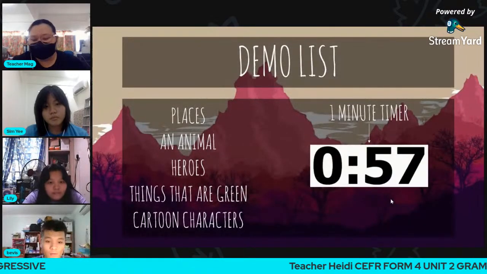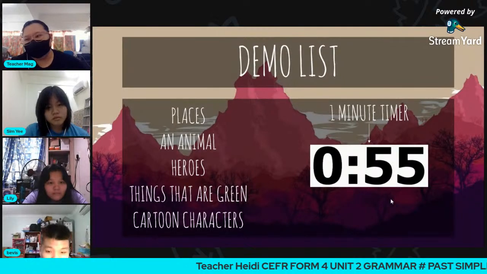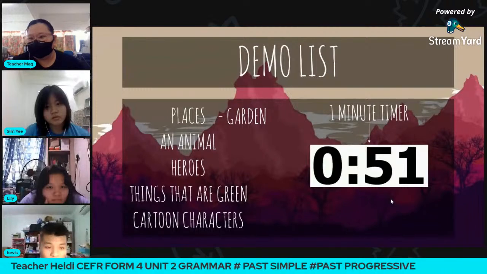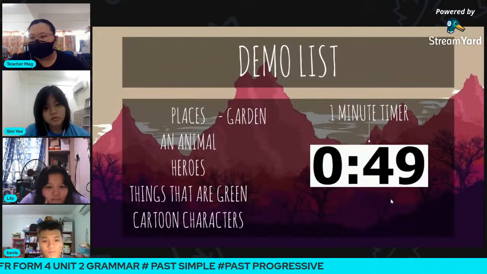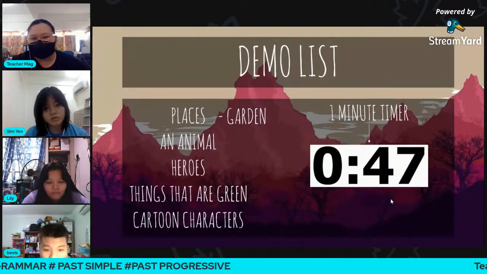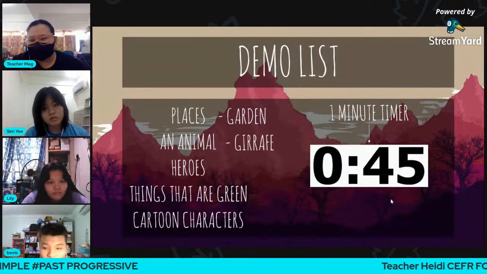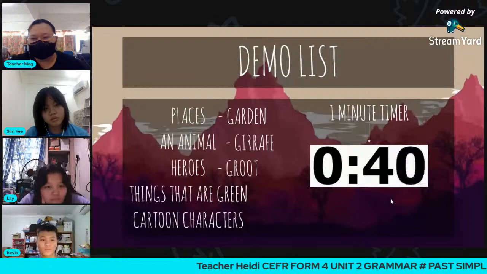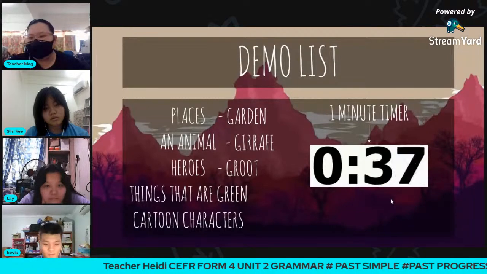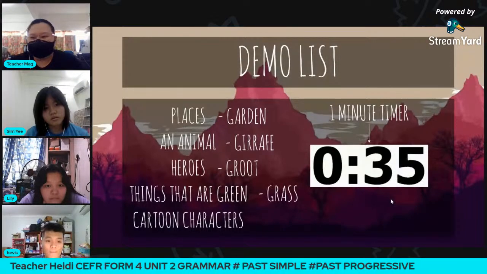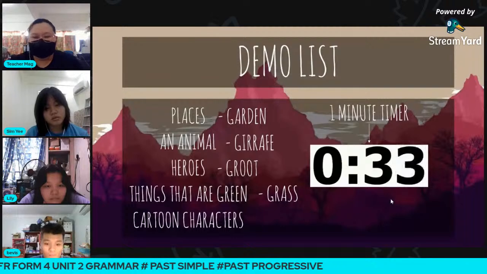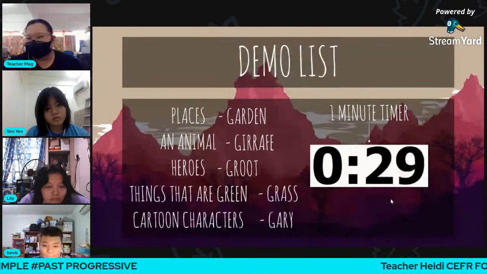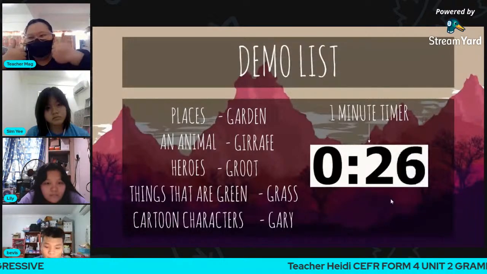So let's try list number one. Places. What would you put? For me, I would put garden if it's G, starting with the letter G itself. And then an animal starting with G, a giraffe. Heroes, Groot. You know Groot, right? Groot from that movie, Guardians of the Galaxy. And next is graph. And then Gary from SpongeBob. I think you guys know him. So, I think we can start for real.